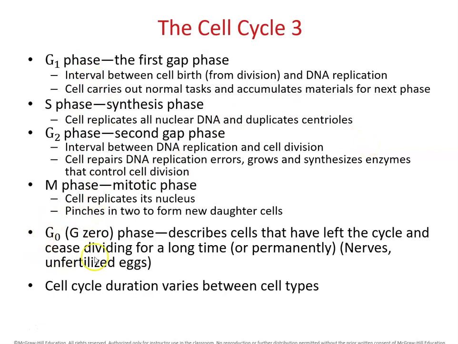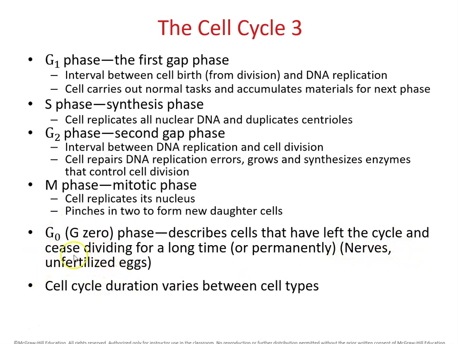So new information, G0. G0 wasn't on the chart we looked at previously. During G0, the cells are not doing normal metabolism. They're in a dormant or a resting phase. Some cells go into G0 for a short time. Some cells stay in G0 permanently. Examples of G0 are nerve cells. They can't divide, they can't replicate, and if they're damaged, they can't be replaced. So think of a spinal cord injury, where once the spinal cord is severed, because the cell is in G0, it's not going to be regenerated.